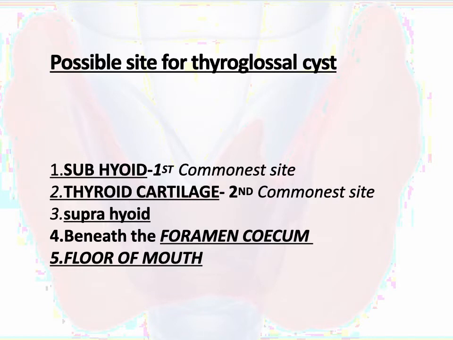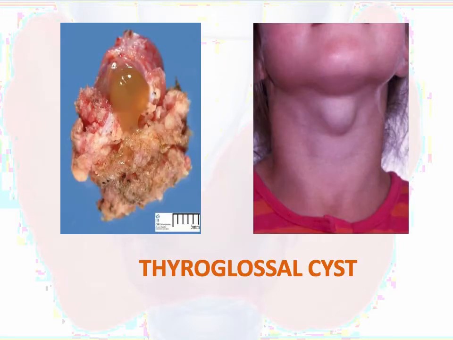Possible sites for thyroglossal cyst: it may be subhyoid, the commonest site. Then the thyroid cartilage, second commonest, suprahyoid, and beneath the foramen cecum, and floor of the mouth. Just see, thyroglossal cyst. You can see the swelling in the midline.